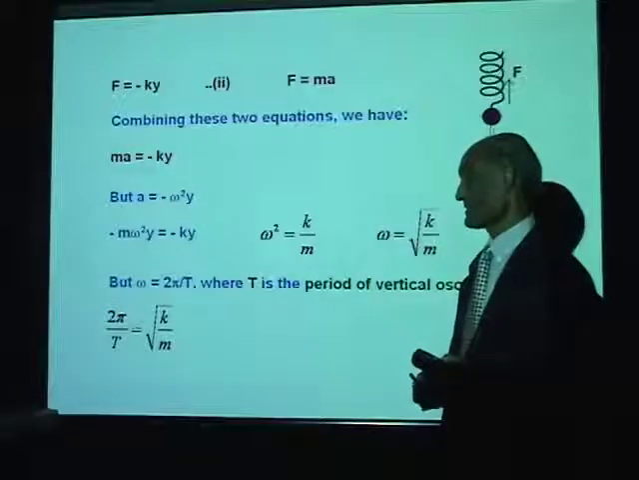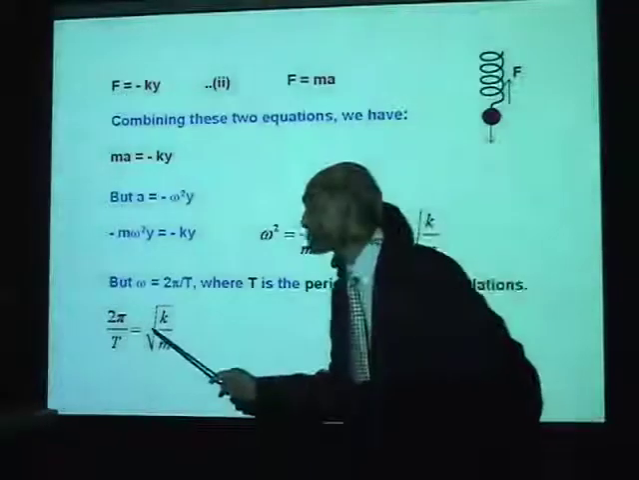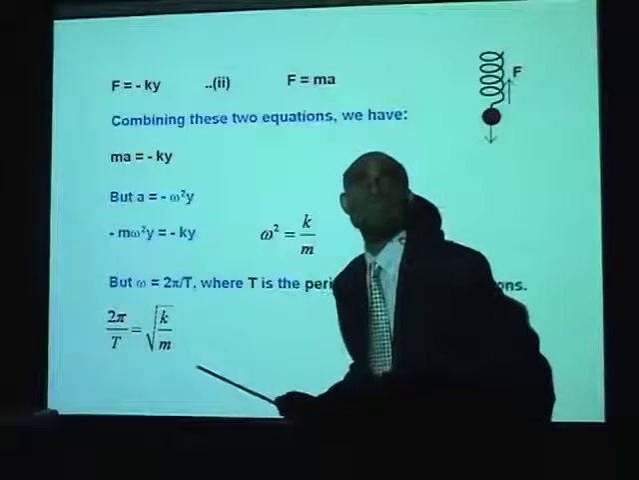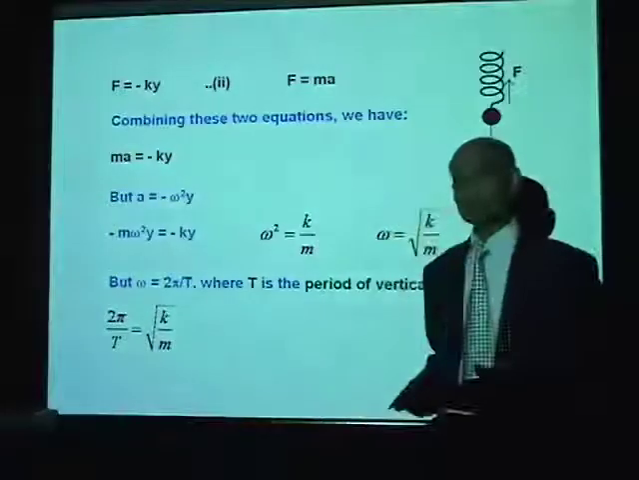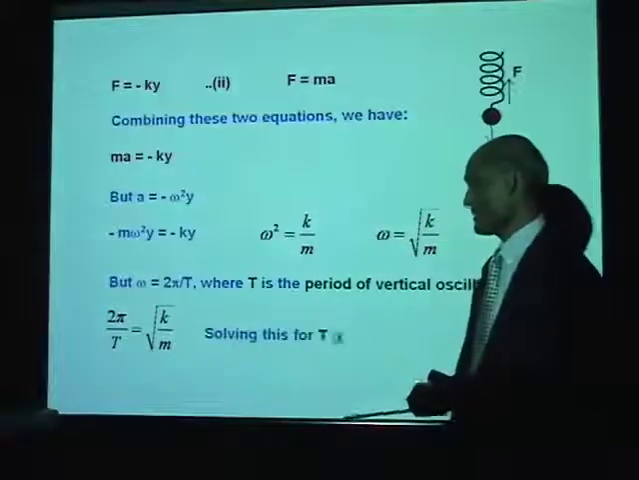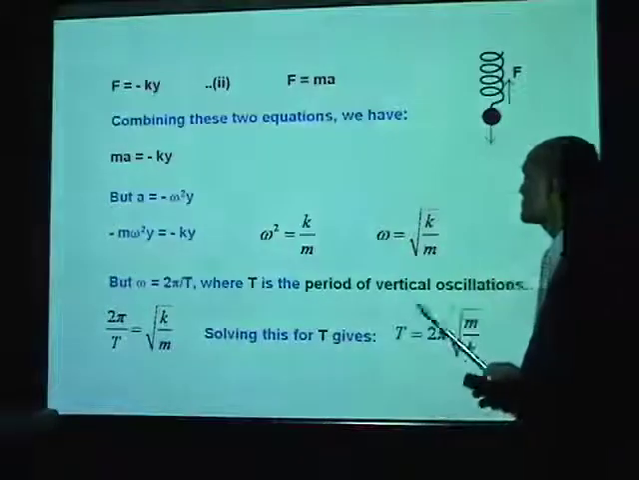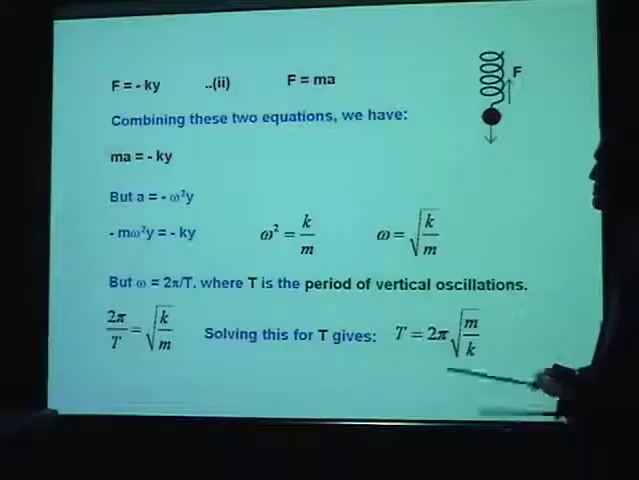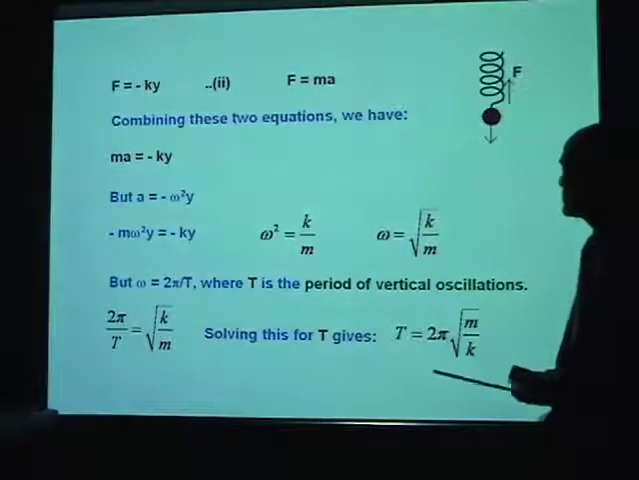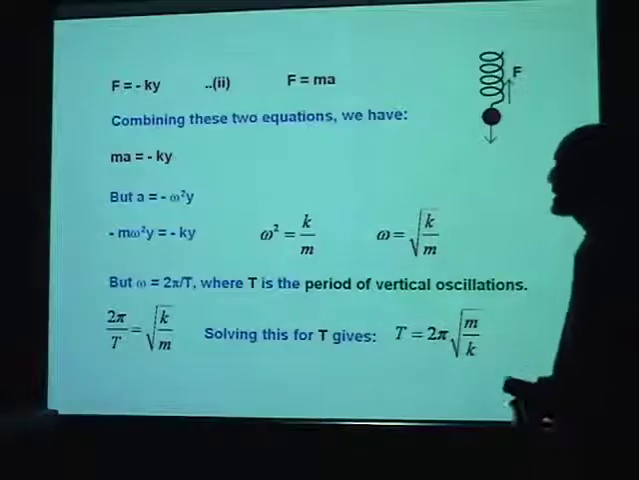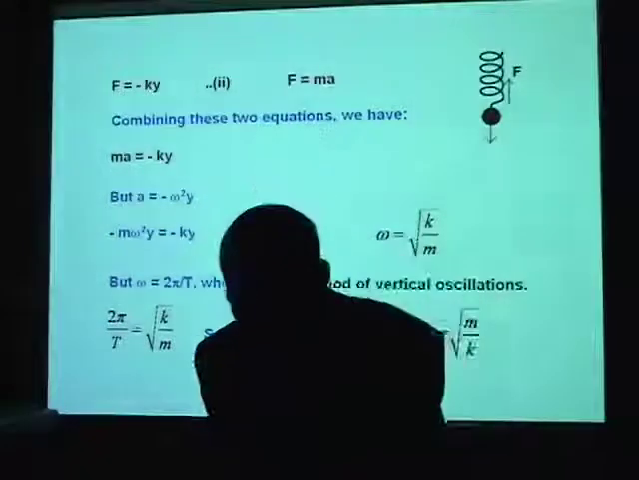Well, now pause this presentation for a second or for a minute and try to solve this for t. What is t equal to? Well, solving for t gives me t equal to 2 pi square root of m over k. An important equation. What does that tell you?